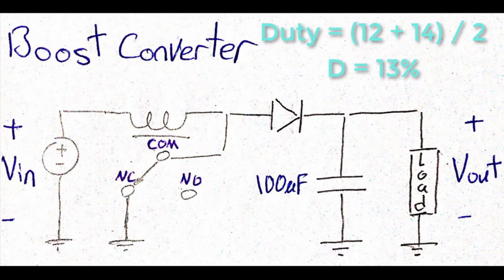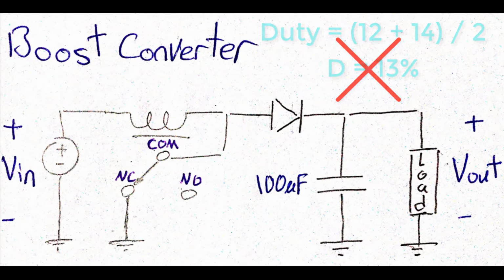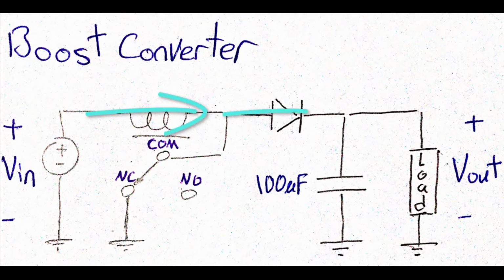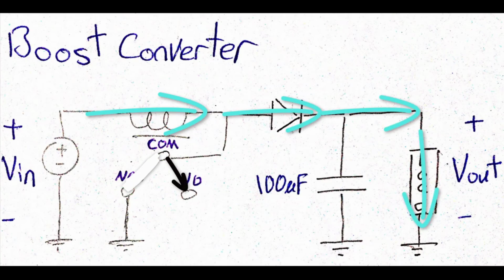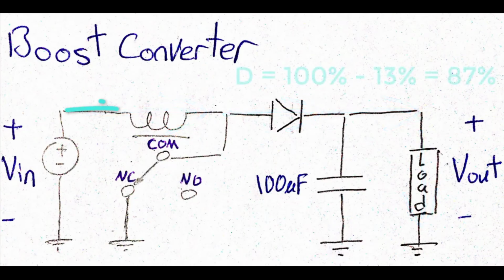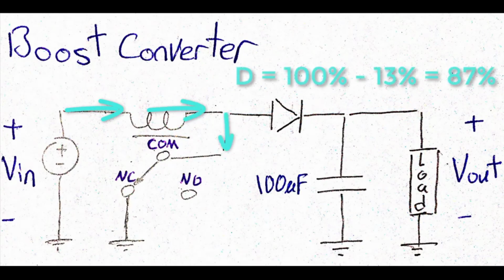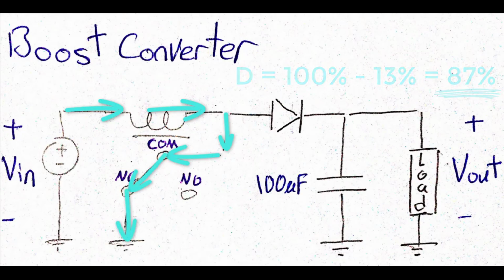But wait a second, this is not the real duty cycle value. Because what we observed on the oscilloscope was the duty cycle during the discharge of the relay coil, but this is not what we need. Fixing this problem is quite easy. We just need to take out 13 out of 100 and this will give us the duty cycle according to T on time, while the inductor is getting charged.